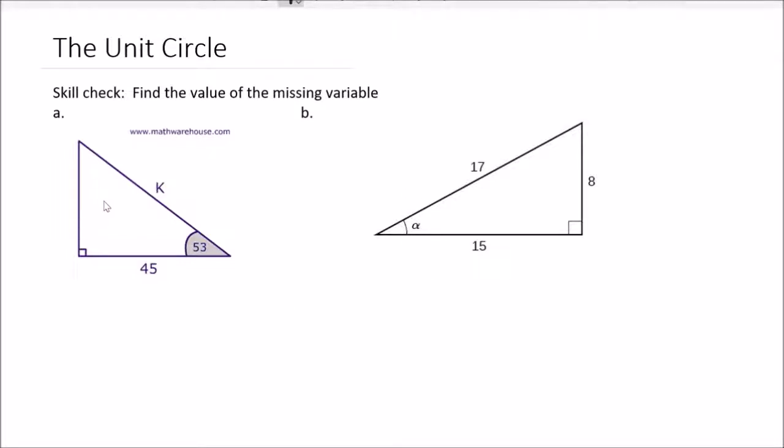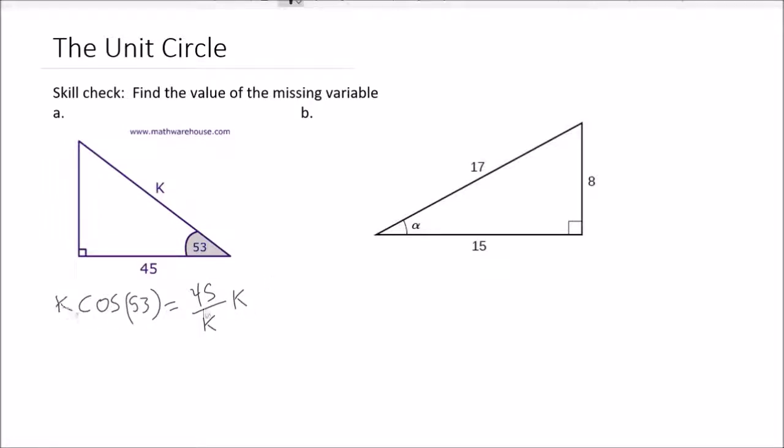Okay. In this first one, what we're going to notice is that we have the adjacent side and the hypotenuse. We need to remember that's cosine. Okay, so what do we have? We have cosine of 53 degrees equals the adjacent side 45 over the hypotenuse k. Okay, now I'm actually going to show the steps on this one because it might be review.